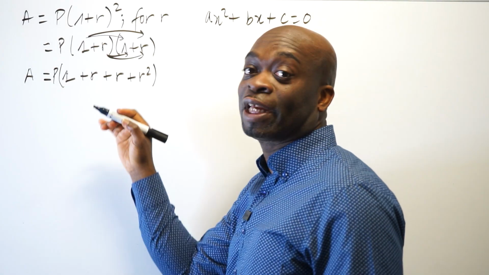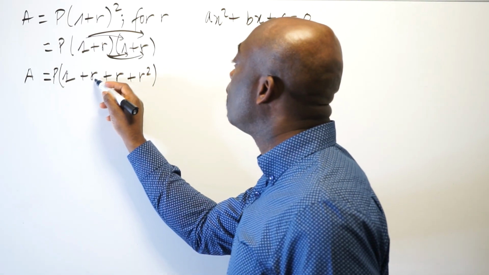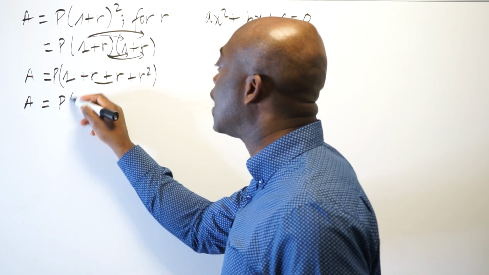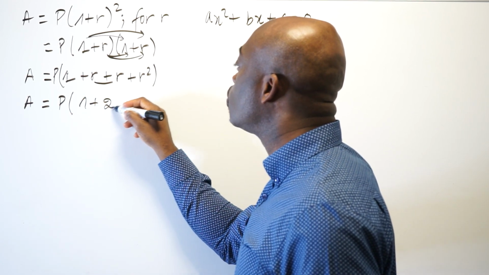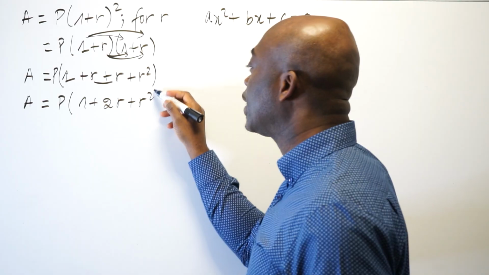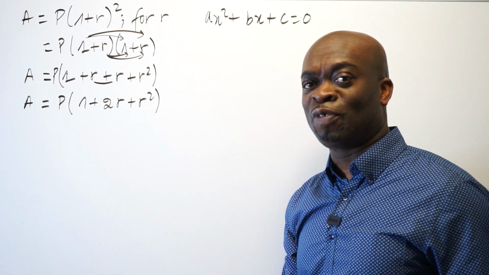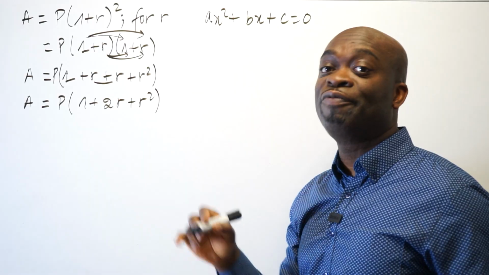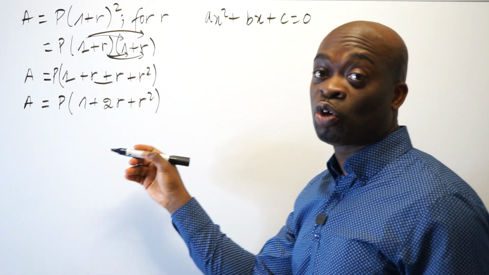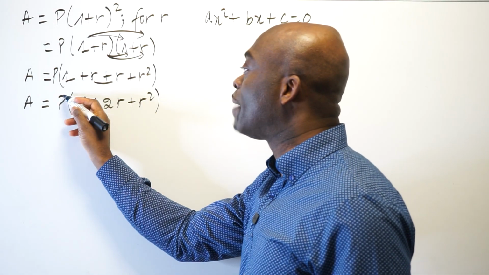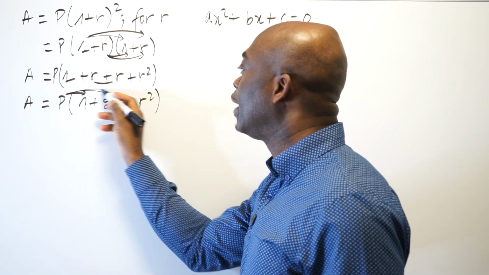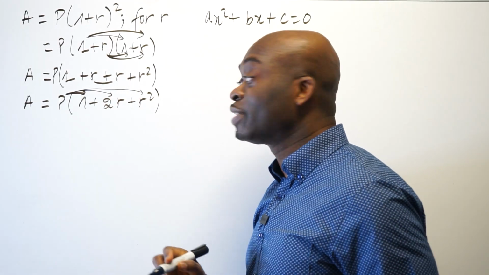Inside here, we can combine like terms, right? So we combine the like terms. That means A equals P times 1 plus 2R plus R to the second power. Everybody good so far? All right? Remember, R is your variable. Now we have to continue by expanding this one by multiplying P by 1, P by 2R, and then P by R to the second power.